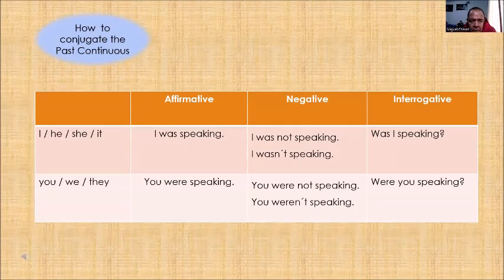To conjugate the past progressive tense, we use the past tense form of the auxiliary verb be, was or were, followed by the main verb in its ing form. The table below shows the conjugation of the past progressive tense in affirmative, negative, and interrogative sentences. I was speaking, I was not speaking, or I wasn't speaking. Was I speaking? You were speaking, you were not speaking, you weren't speaking. Were you speaking?